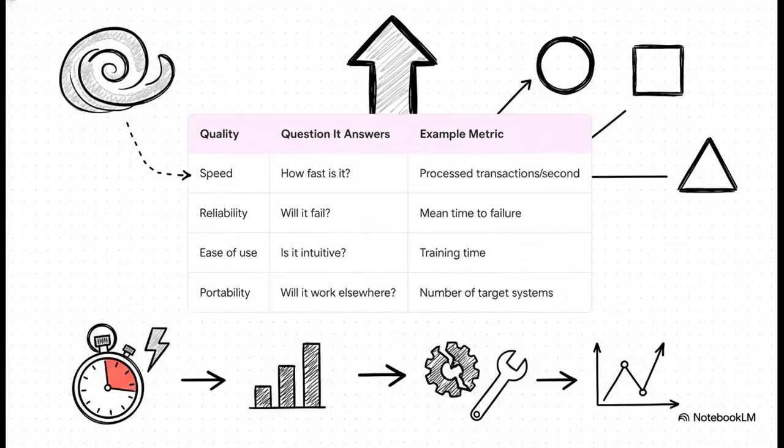Now, to make these qualities real, we have to find a way to measure them. This table shows a few examples of how we do that. Instead of just saying, the app should be fast, which is kind of vague, we can say it should load in under 2 seconds. Instead of it should be reliable, we could say it shouldn't fail more than once a month. This whole process turns these fuzzy ideas into concrete goals we can actually work towards.